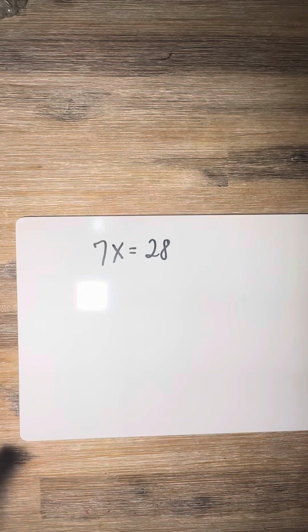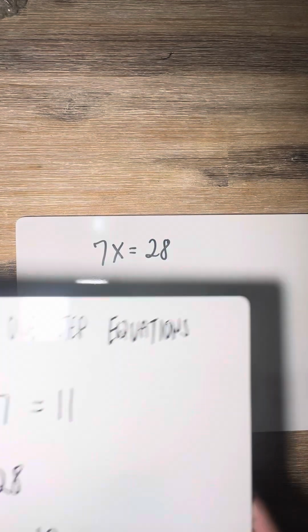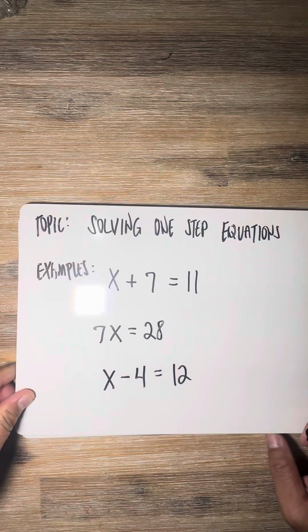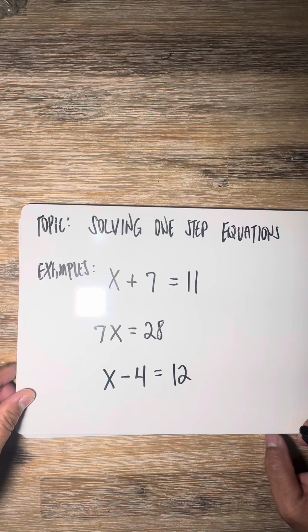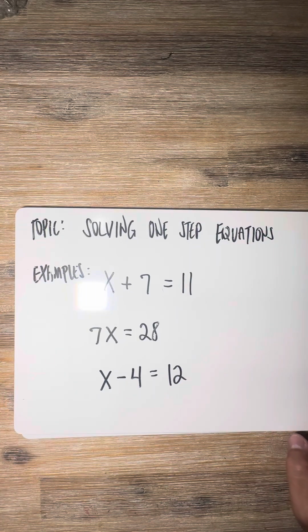Unlike the first example, if you remember, it's x plus 7 equals 11. The first step that we did was deduct 7 from both sides.